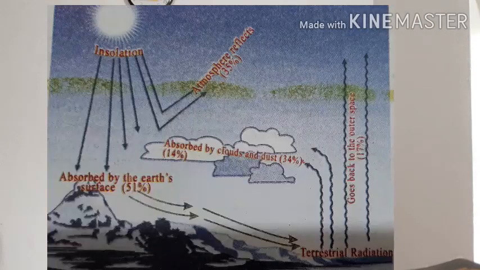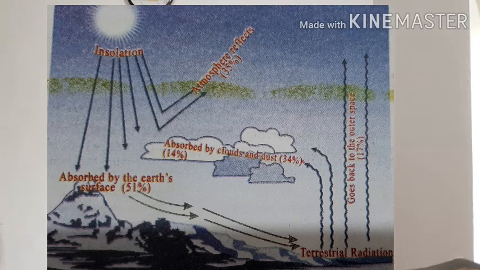Look at the diagram. If we consider the total amount of insolation reaching the outer surface of the atmosphere as 100 units, 100%, about 35 units of energy, 35%, are reflected back by the atmospheric particles.